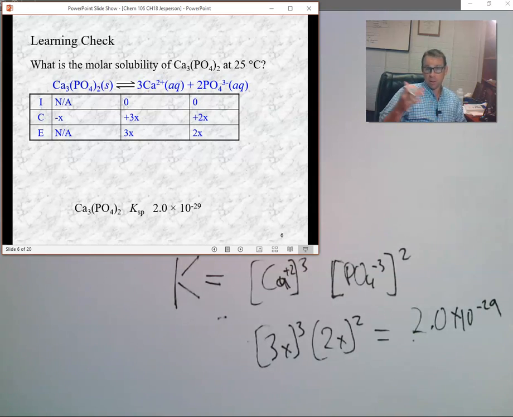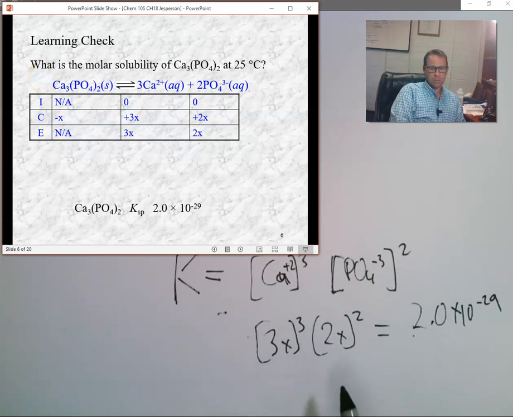if you look here, the x will be the molar solubility, but it won't be the concentration of the calcium. The concentration of calcium will be 3 of the x's. And the x, again, won't be the concentration of the phosphate ion. 2 of the x's will be the concentration of the phosphate ion. But the x will be the moles of calcium phosphate that actually are soluble. So the x that we solve for here will still be the molar solubility.